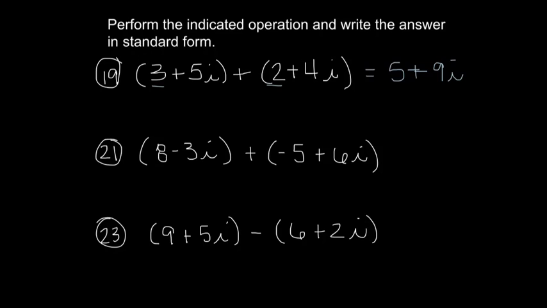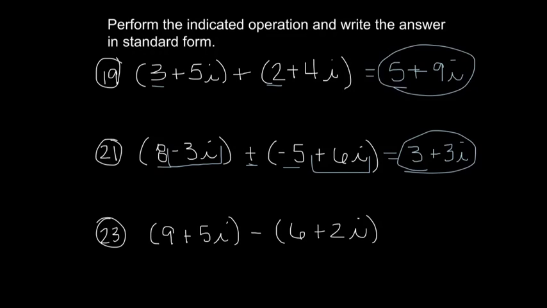Same thing in number 21, but we have to be careful because there's some negatives here. We have the negative with the 3i and the negative with the 5 in the second complex number. But if I add those together, the 8 plus negative 5 is just equal to 3. And then the minus 3i plus 6i, negative 3 plus 6, is just positive 3i. Again, written in standard form, so we're done there.